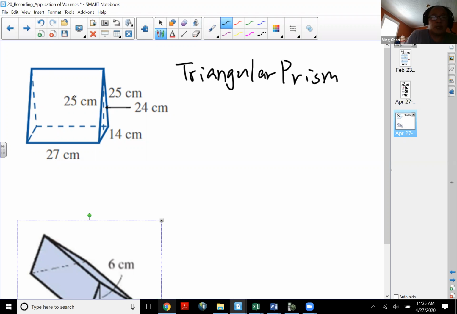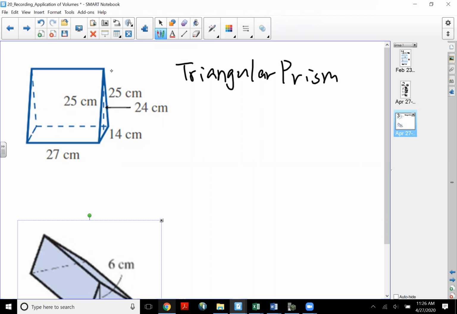Because you remember, take a look at this picture and then kind of flip it over. Then the two triangles will actually be the base, because the two triangles are congruent. So the 24 got to be the height of my triangle. The 14 down here got to be the base. So what is the 25 referring to? It's referring to those two sides of the triangle. That's right. That's the two sides of the triangle.